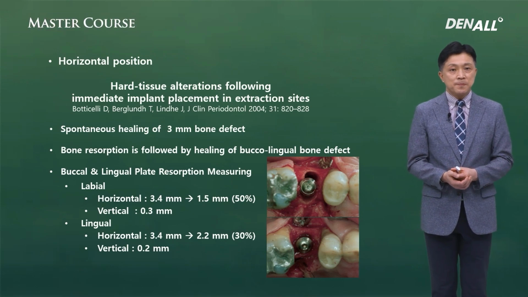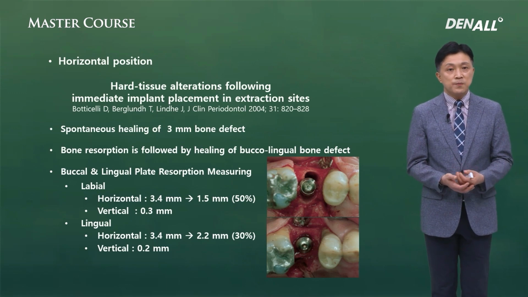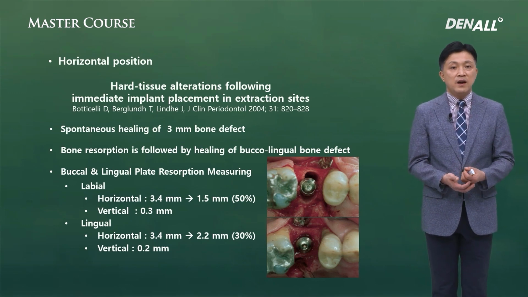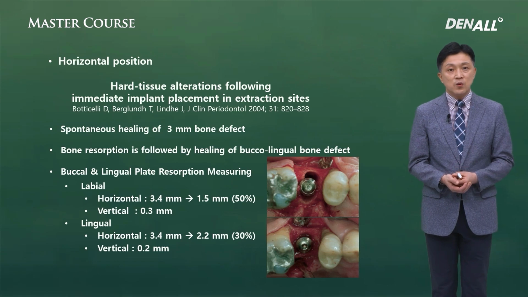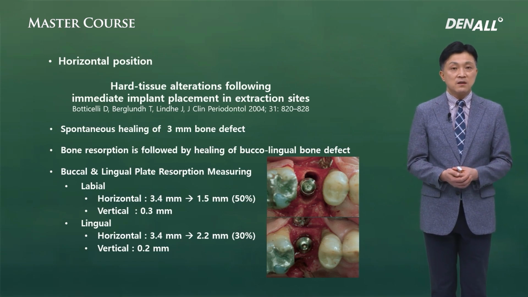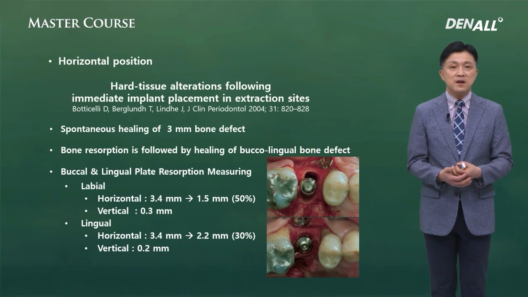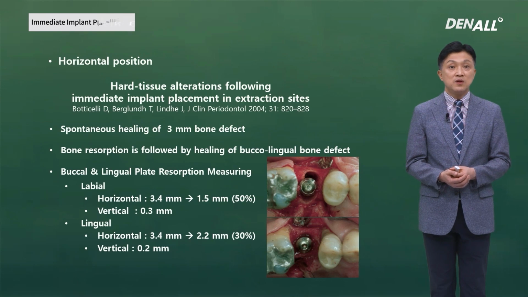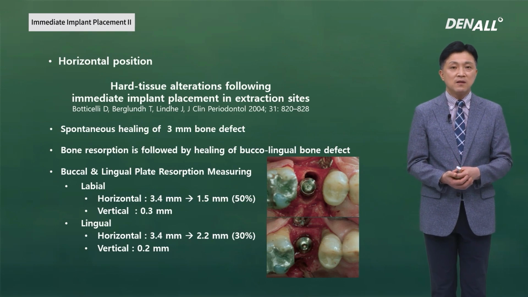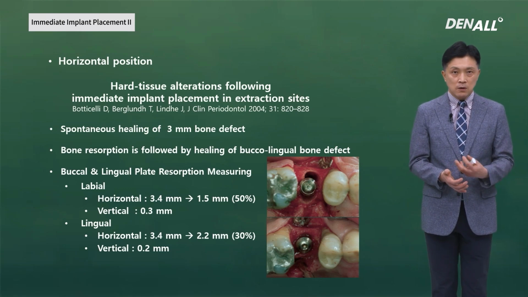If you look at the measurement of buccal plate resorption, horizontal resorption occurs approximately 50% on the labial side. When you do gap filling, this is an internal socket graft. By doing gap filling, you can overcome this resorption. If the implant is placed more towards the outside, you can do an external socket graft as well.